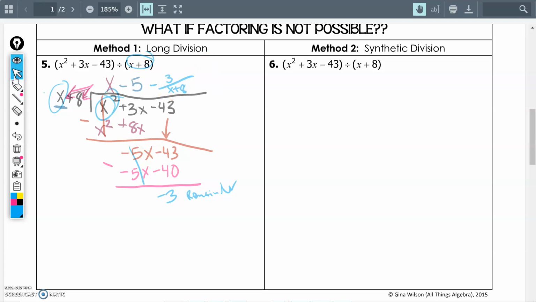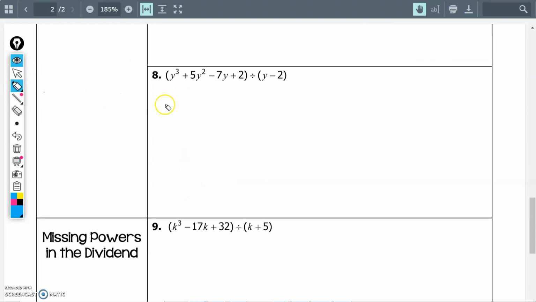Let's do one more example of the long division before we end today's video. Let's take this y minus 2, and we're going to divide it into y cubed plus 5y squared minus 7y plus 2. Again, we're looking at first terms. What do you have to multiply y by to make it into a y cubed? Y squared. Multiply that times each of these.